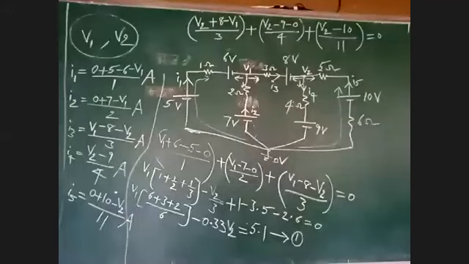So if you know V1 and V2, we can determine all the branch currents I1, I2, I3, I4, I5. Write down this, don't do simplifications now. Later we can do. Meanwhile, I will take the attendance.